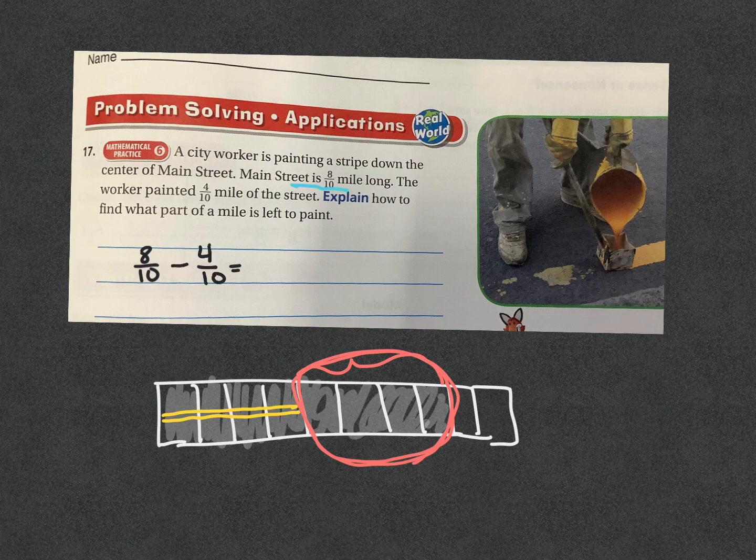So how much is left to paint? Oh, okay. Well, still split into 10 equal pieces. 8 minus 4 is 4. He still needed 4/10 left. So I would explain in a math calculation or picture form, or you could just explain in words. Take 8/10 and subtract 4/10.